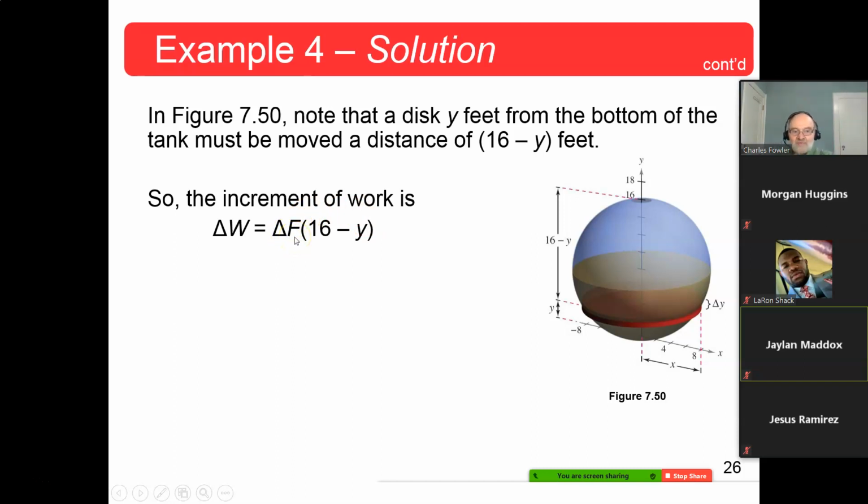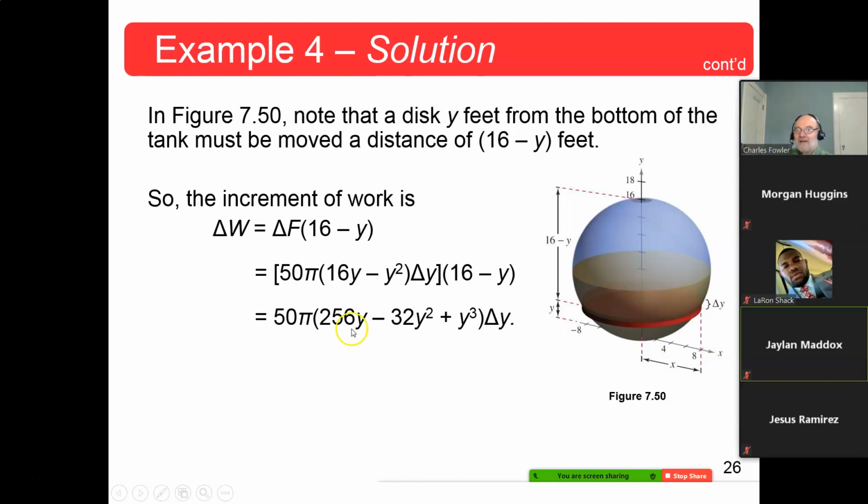So plugging that in, your delta W is your 50 pi times the 16y minus y squared. Now I would go on and pull this delta y out to here, but they're leaving it there for now, times your 16 minus y. Okay? What they've done here is multiplied this binomial times that binomial.